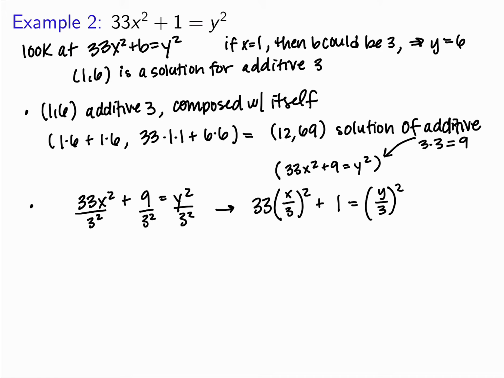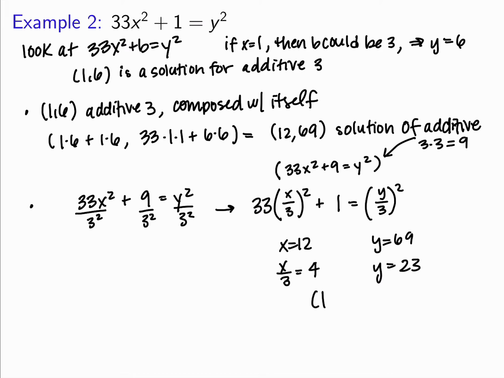So I see this new equation, 33 times x over 3 squared plus 1 equals y over 3 squared. Well, 12, 69 is a solution to that, right? Because I didn't change anything. I just divided everything through by 9. So if x was 12 and y was 69, then x over 3, which is the new replacement variable, if you will, is 4 and y is 23. And that's going to be a solution.